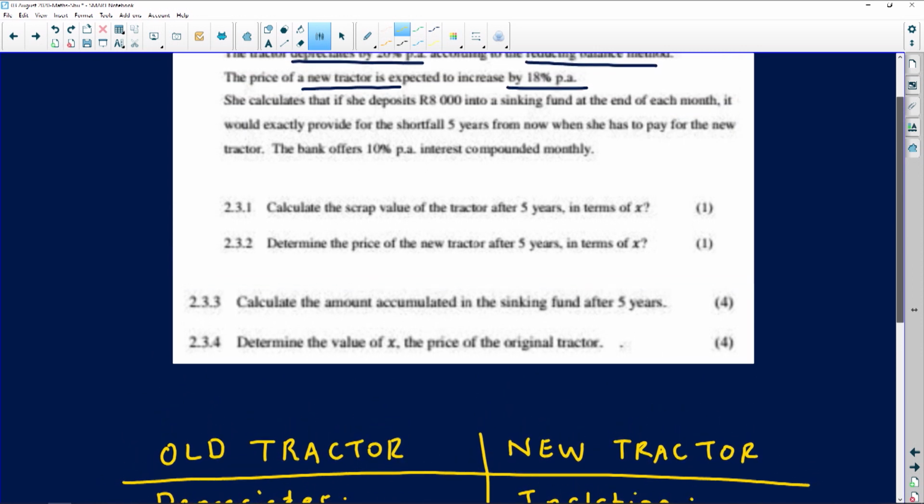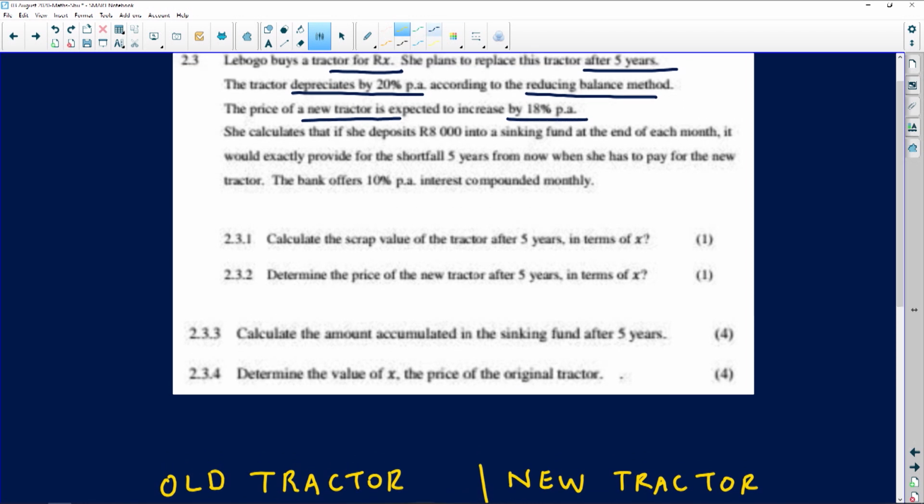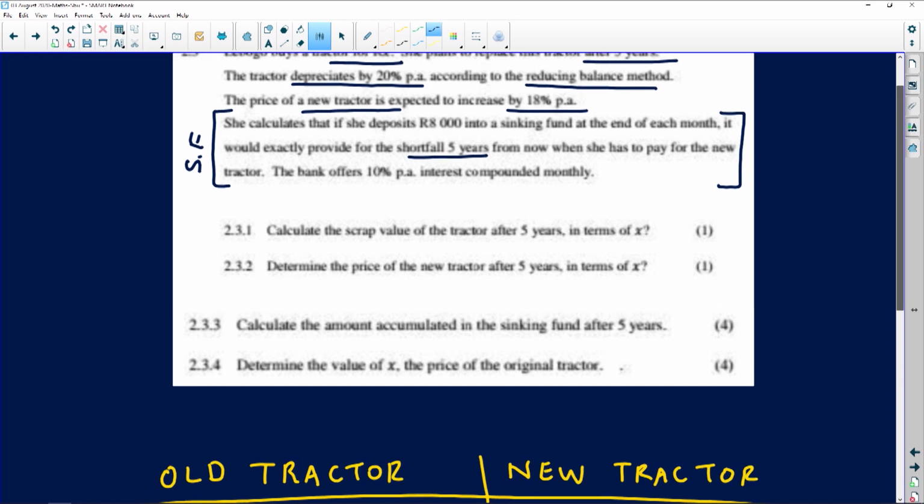Okay, and then they are saying to us here, she calculates that if she deposits 8,000. Now, this information they're giving us here is no longer about the tractor depreciating and the tractor inflating. The part that you see here is discussing her ideas of replacing this item later. She calculates that if she deposits 8,000 rands into a sinking fund at the end of each month, it will exactly provide for the shortfall 5 years from now. So she's going to conduct some investment for the sinking fund. This is about the sinking fund and this story. We will talk about it a bit later, when we meet any question that talks about the sinking fund.